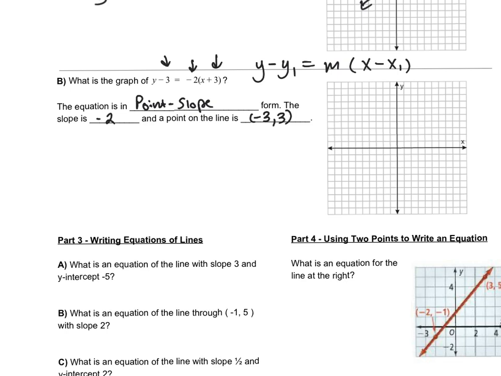So we plot a point at -3, 3, so 1, 2, 3, and go up 3, 1, 2, 3, right here. And then our slope is negative. So now we have to go down 2 to the right 1. So down 2, 1, 2, to the right 1. Down 2 to the right 1. Down 2 to the right 1. So our graph will look like this.